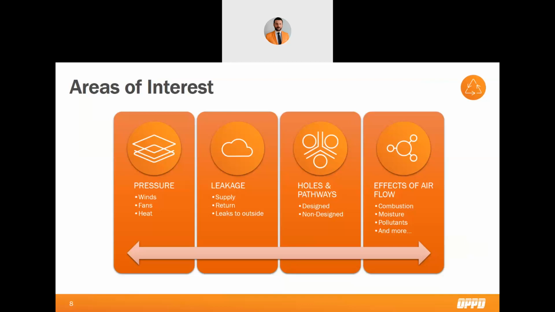Holes in pathways, simply put, are areas where the air of the home leaks to the outside and vice versa. These can be designed holes like exhaust fans or non-designed holes like a leaky window. Lastly, the effects of airflow create situations in the home that can cause discomfort, from leaky windows, moisture that can lead to mold growth, combustion issues if a home begins to depressurize or the return ductwork is leaking into unconditioned spaces, air pollutants, and more. We will cover these more in depth in a later webinar.